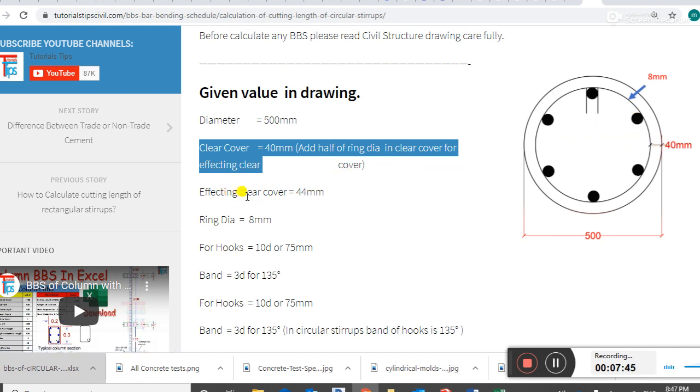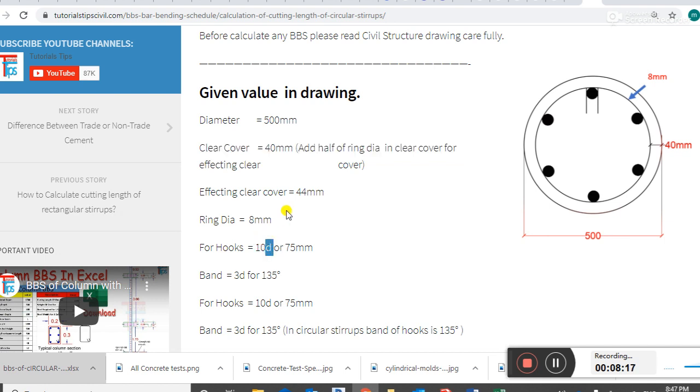Guys, effective cover is 45 if we add 40 plus 8. Ring diameter of this bar is 8 millimeter. For hooks, 10D or 75 millimeter. 10D, D is the diameter. Diameter is how much? I say here 8 millimeter. 8 into 10, it is 80, but we assumed 75 millimeter.